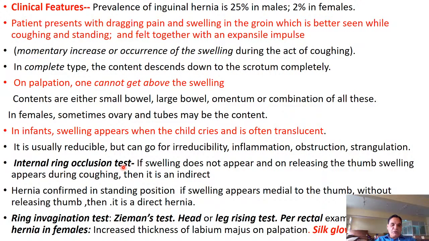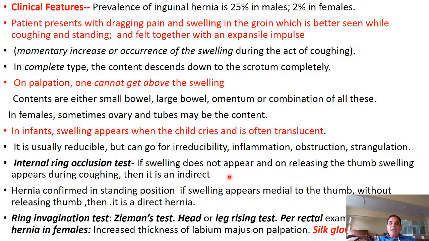What are the tests we are commonly doing? Internal ring occlusion test. This is very simple. One must do it in practicals. So what does it say? If a swelling does not appear on releasing of the thumb, but the swelling appears during coughing, then it is indirect. That means there is pressure over the internal or deep ring.